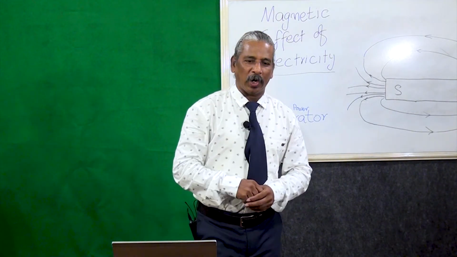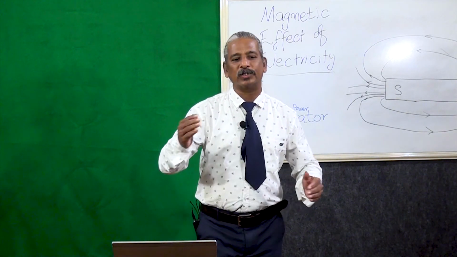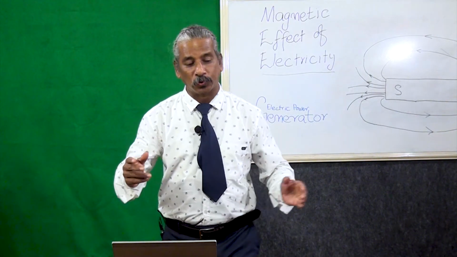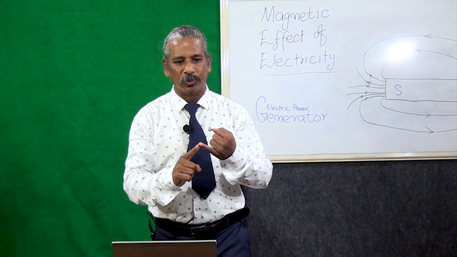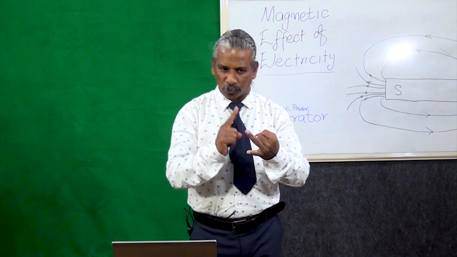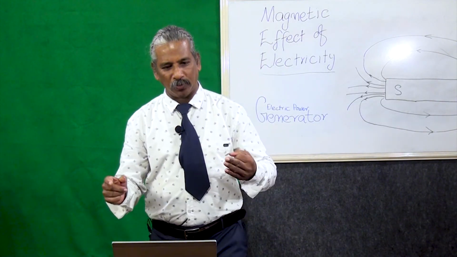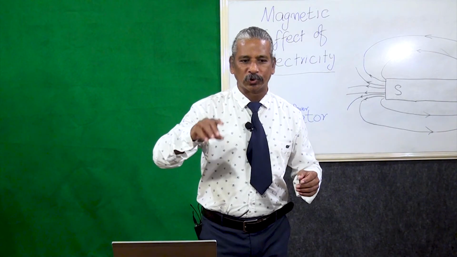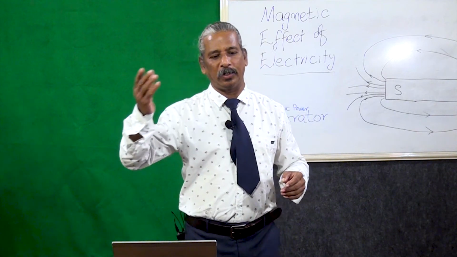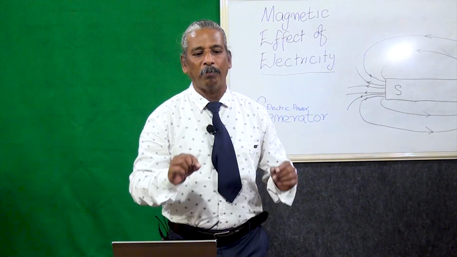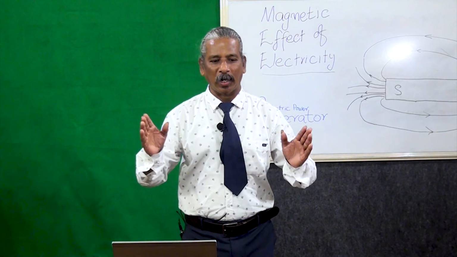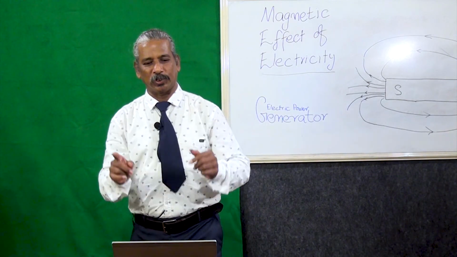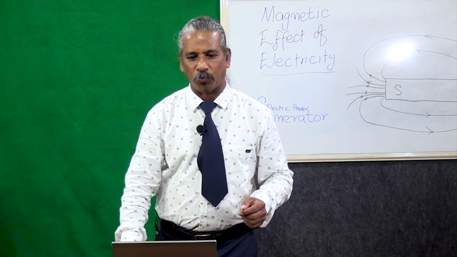So that's what we have got to discuss today. We'll discuss the key points once again. So far we have discussed magnet, what a magnet is, what is current, electromagnetic effect, magnetic field, properties of magnets, right hand thumb rule, Maxwell's corkscrew rule, power generator, types of power, magnetic induction, AC and DC. Please remember these points. Please make a write-up on these key points.